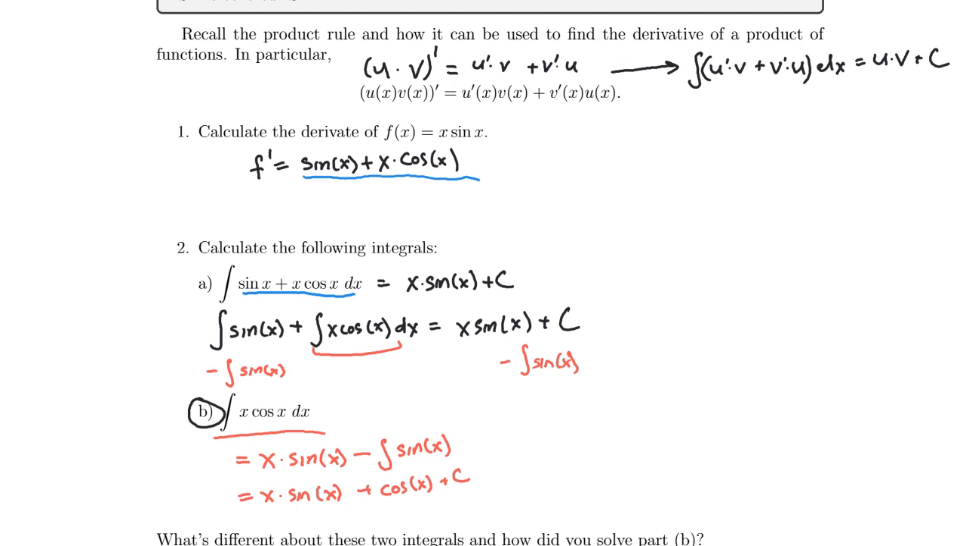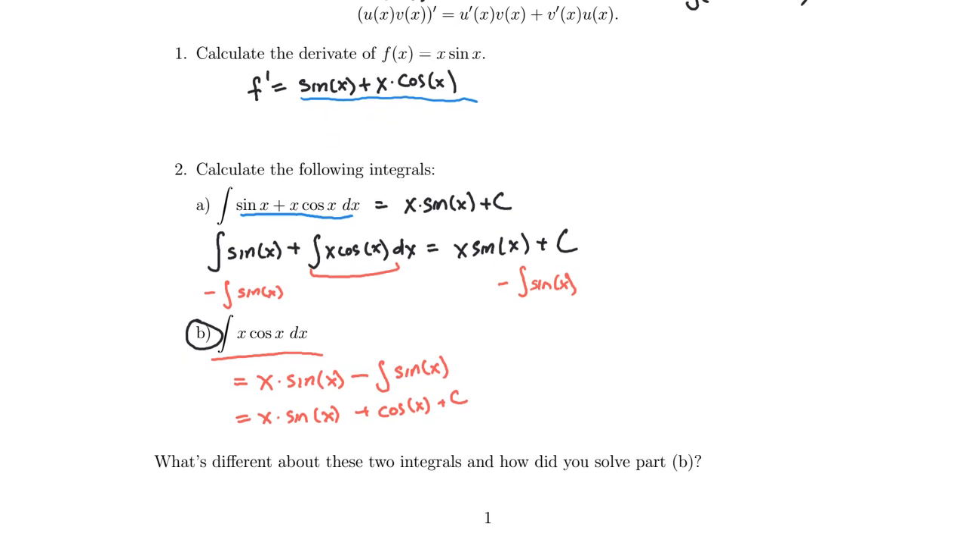So first of all, if we weren't completely confident in our answer, and sometimes we want to just double check, make sure that we're happy with it, one thing that we could do is simply take the derivative of our answer and see that we got x cosine of x back as a result. So let's really quickly take the derivative of x sine x plus cosine x. We do the product rule at first, so we get sine x plus x cos x.